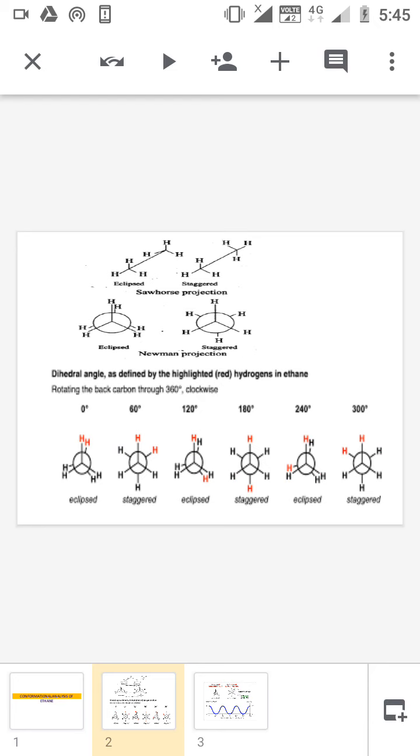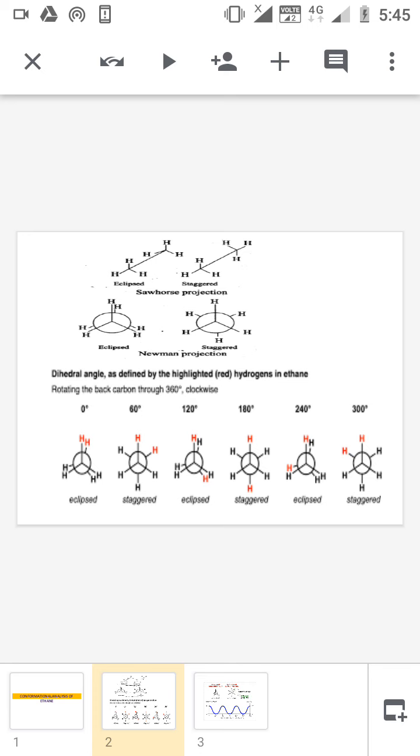First is the Sawhorse representation. In the Sawhorse representation, the C-C carbon atom is viewed from above, from the top. So the top representation is the Sawhorse projection representation of ethane. The second one is the Newman projection of ethane, in which the front carbon atom is represented by a dot and the back carbon atom is represented by a circle and the hydrogens are attached to it.